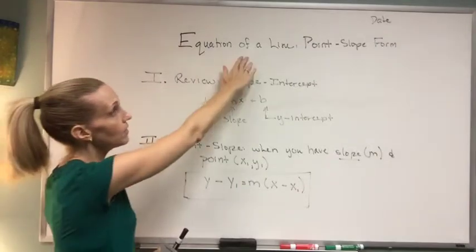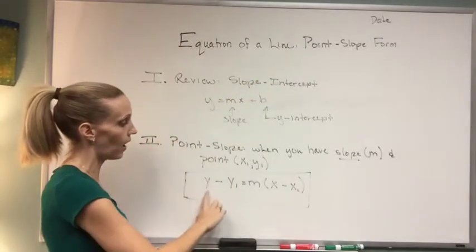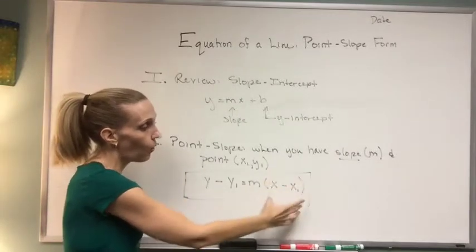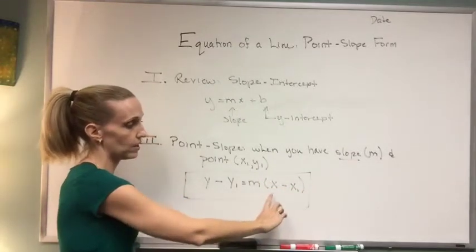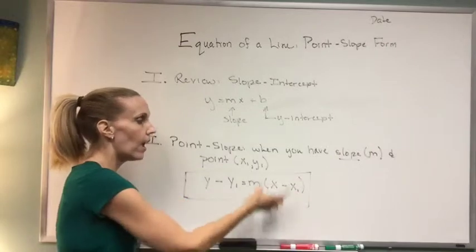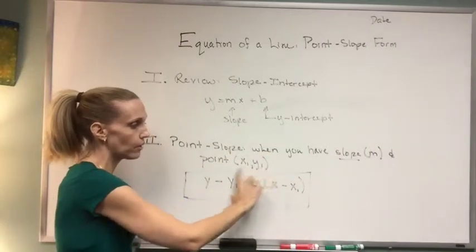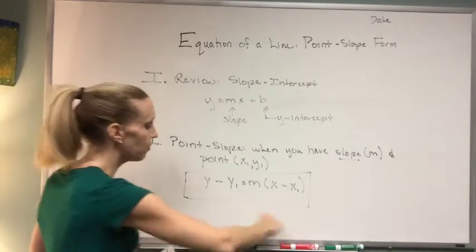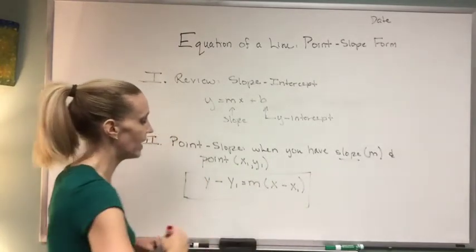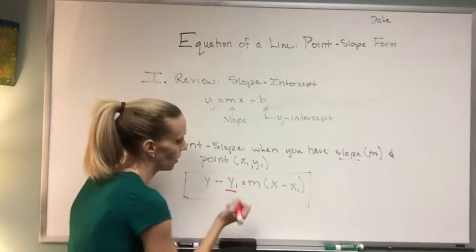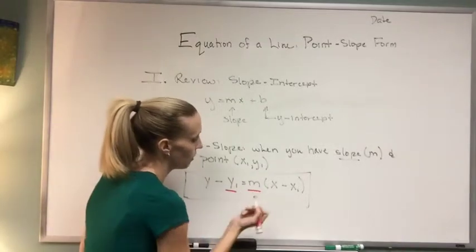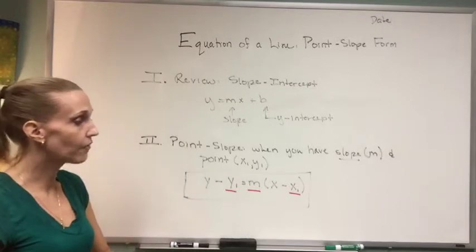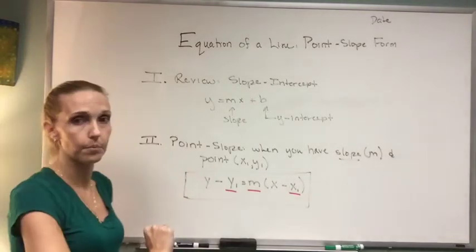So the equation of a line in point slope form is y minus y1 equals m times quantity, which is what we do with our parentheses, x minus x1. And remember, our point is always written in the form of x1 and y1. So what you're going to plug in is your y1, your m, and your x1. Everything else stays the same.